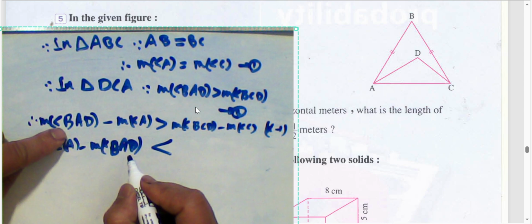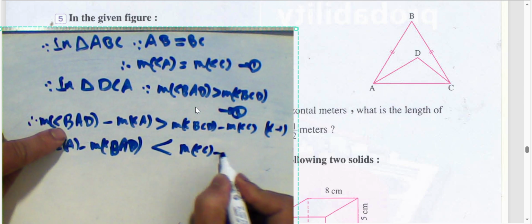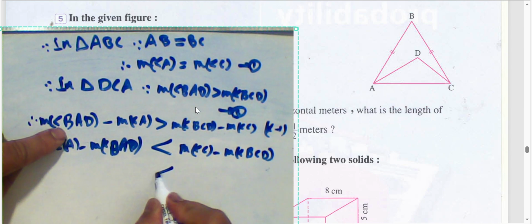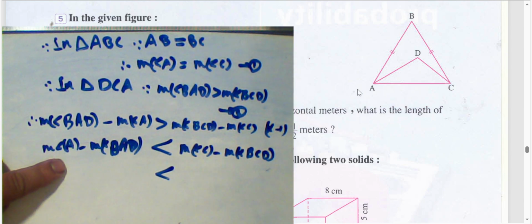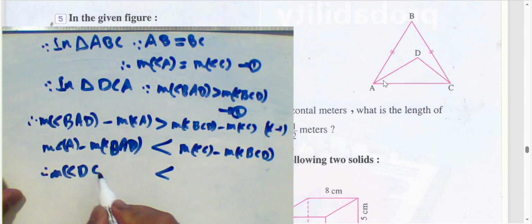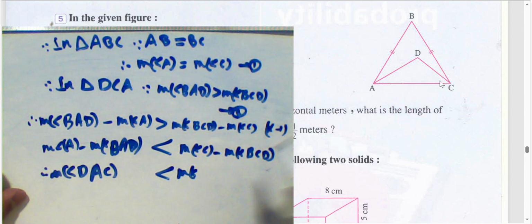BAD will be negative, and this will be positive. Measure of angle C subtract measure of angle BCD. Angle A, we can cancel this angle from angle A, the remainder will be here. If we cancel BAD from A, the remainder will be angle DAC. Then measure of angle DAC is less than measure of angle here, the remainder will be ACD.